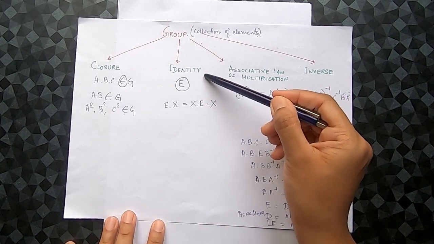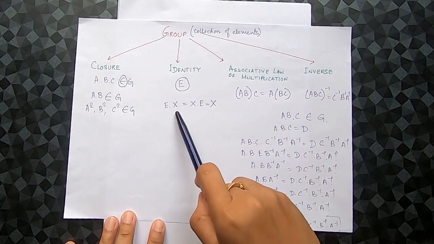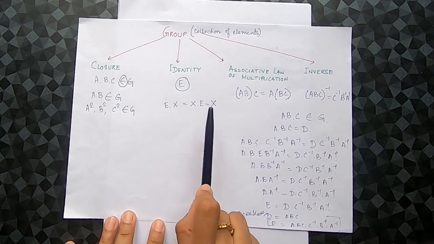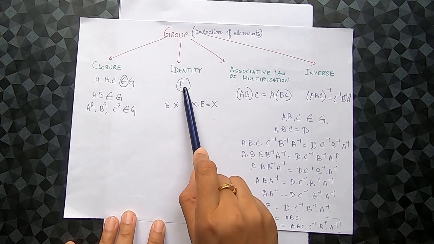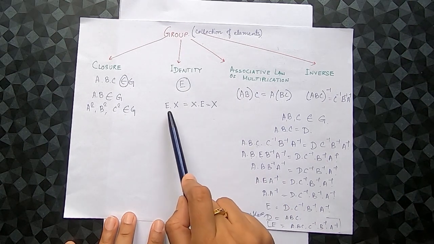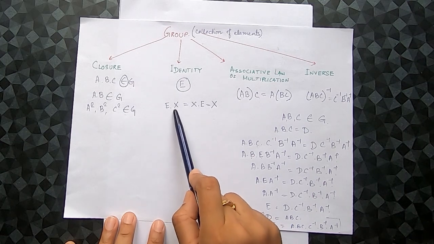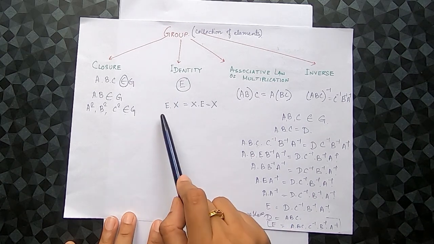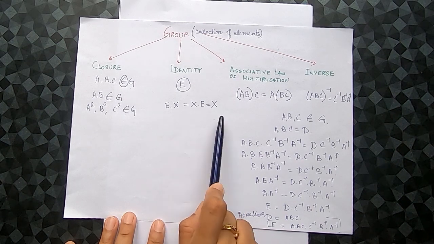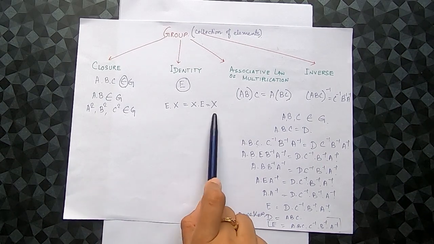Next, identity law. According to identity law, one element in the group must commute with all other elements in the group, leaving them unchanged. That element is known as identity and it is expressed by E. That means when E is multiplied with any other element in the group, let's say X is the element in the group G, then it will commute with that element, leaving that element unchanged. No change will occur with respect to the identity element.